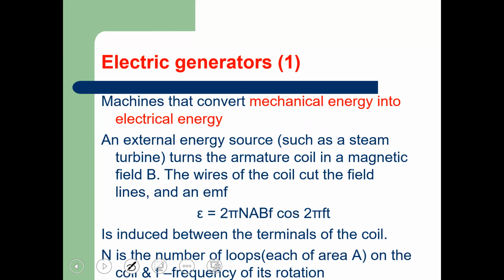An external energy source, such as a steam turbine, turns the armature in the magnetic field. The wires of the coil cut the field lines, and an EMF epsilon, what was this, equal to 2 pi NABF plus 2 pi FT, is generated.